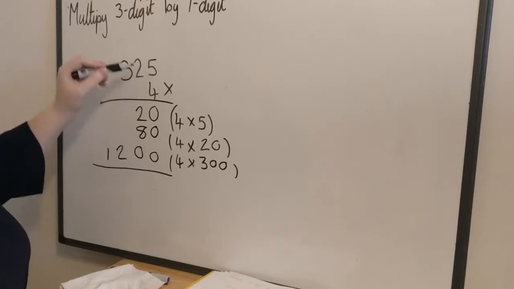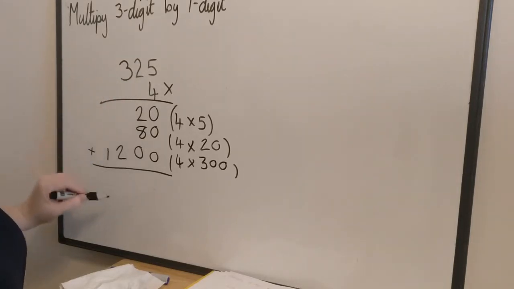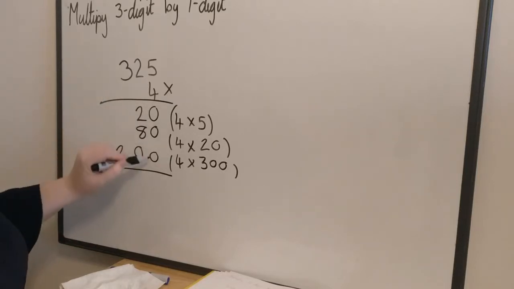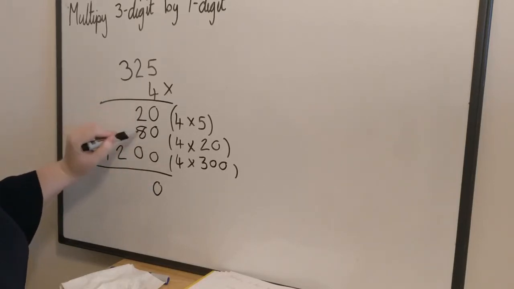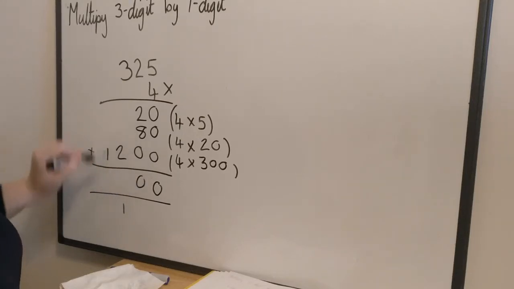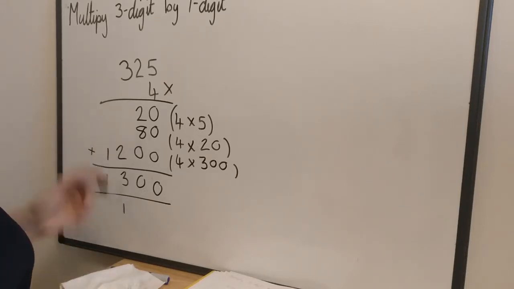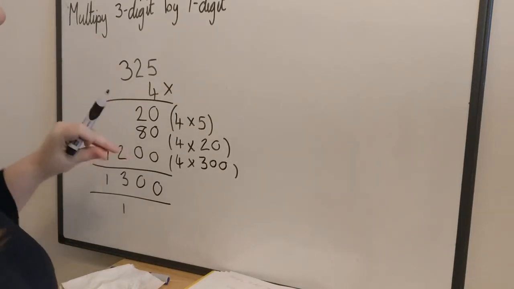And now I've done the ones, the tens and the hundreds. We need to put it all back together, so I'm going to add these up. 0, 2 add 8 is 10. 2 add 1 is 3. And 1, 1,300. Okay. Now I'll show you how you can do that using the shorter method, the faster method.